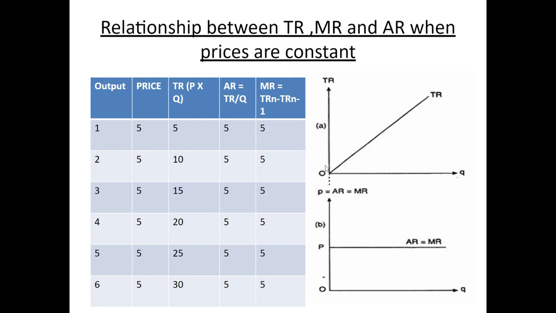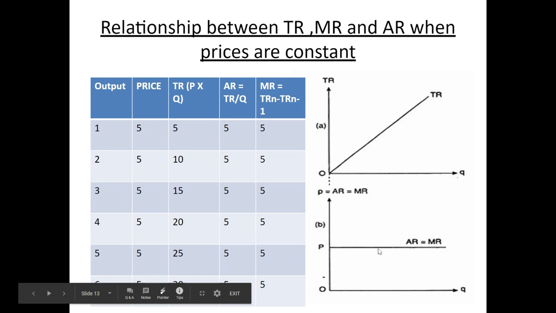So when we plot the values on the graph, TR curve is drawn as a straight line sloping upwards starting from the origin, because at zero level of output, total revenue is also equal to 0. So since the prices are constant, therefore the total revenue is increasing at a constant rate, and average and marginal revenues are straight lines parallel to the x-axis. This is the relationship between TR, MR, and AR when the prices are constant.